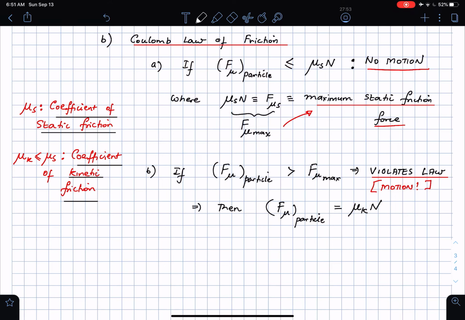If F mu on the particle is less than or equal to F mu max, then there is no motion. If F mu on the particle is greater than F mu max, then it violates Coulomb's friction law, and as a result, you're going to have motion of the particle. So this is the last step in the process of solving a problem. Some problems will require it, some may not. Probably all the problems we're going to solve will require it.